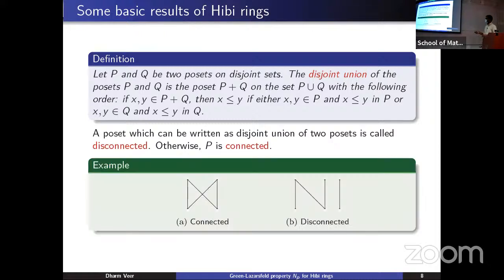Let's see an example. In figure A, the poset is connected, but in figure B, the poset is disconnected. So in other words, this can be seen from the Hasse diagram of that particular poset. If the Hasse diagram is connected, then the poset is connected. If the Hasse diagram is disconnected, then the poset is disconnected.